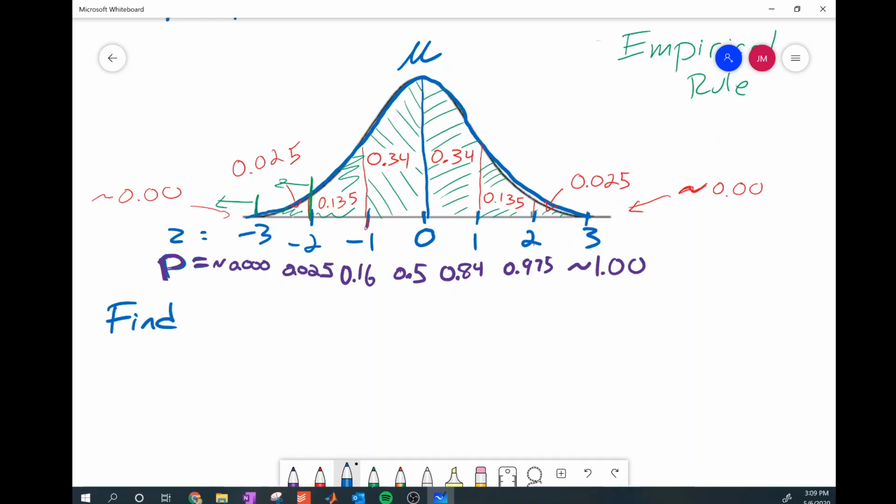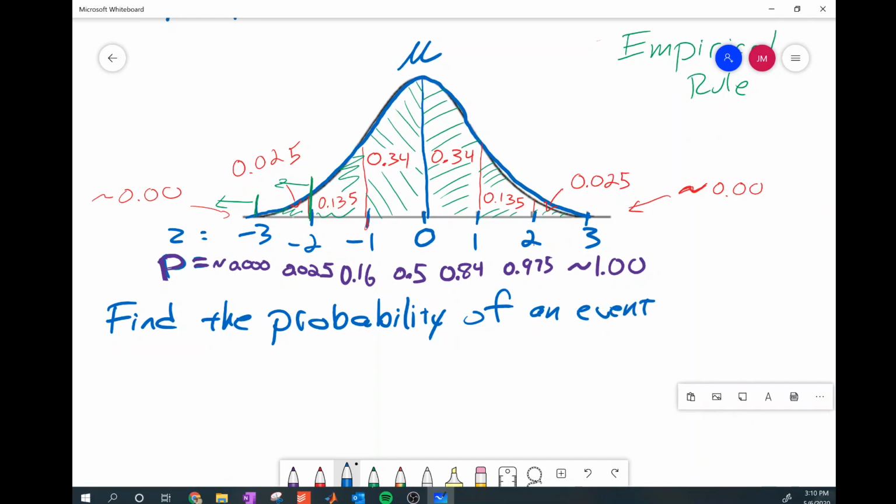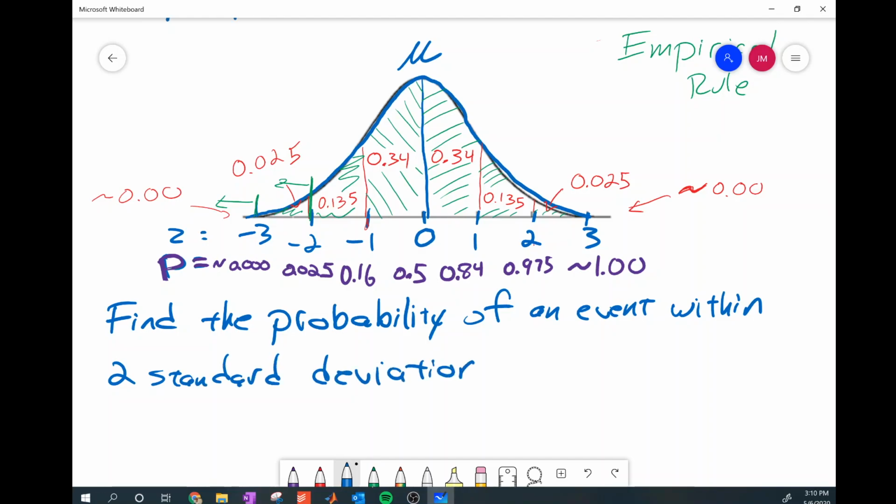Suppose I want you to find the probability of an event within 2 standard deviations. That's just me asking you, what's the probability? So we're going to be either -2, we're going to be under 2 or over 2.